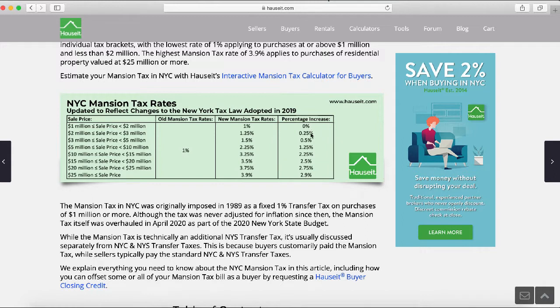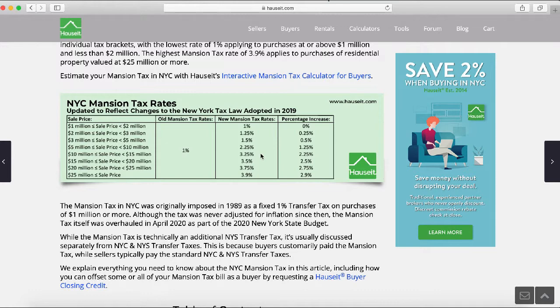So if you look at the analysis, the changes in the mansion tax rate in 2019 made it much more progressive. The higher the purchase price, the higher the tax you'll have to pay as a buyer. Now, fortunately, the mansion tax is a one-time tax. It's a closing cost as opposed to a recurring tax. So in that sense, it is not the worst thing that could have happened to overall taxation if you were thinking about buying a property that was subject to the mansion tax.